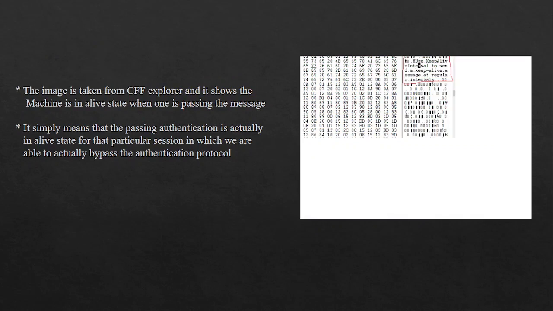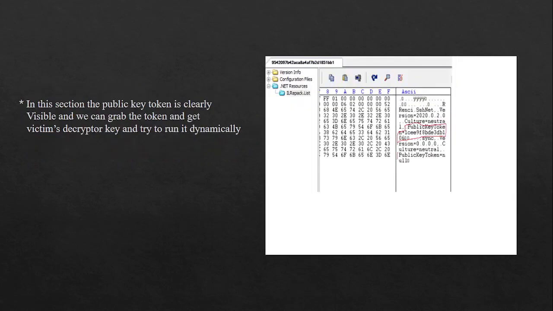In this, I have used the tool CFF Explorer to show you that there is a method allied system. It means that the authentication protocol is working properly, and it will be giving you an authentication like TCP/IP, but in this it is using TLS SSL. So it will be bypassing the whole system, and it will be giving the authentication protocol. In this section, the public key token is clearly visible, which will be very easy to bypass the system again. So this is again something the attackers have done.